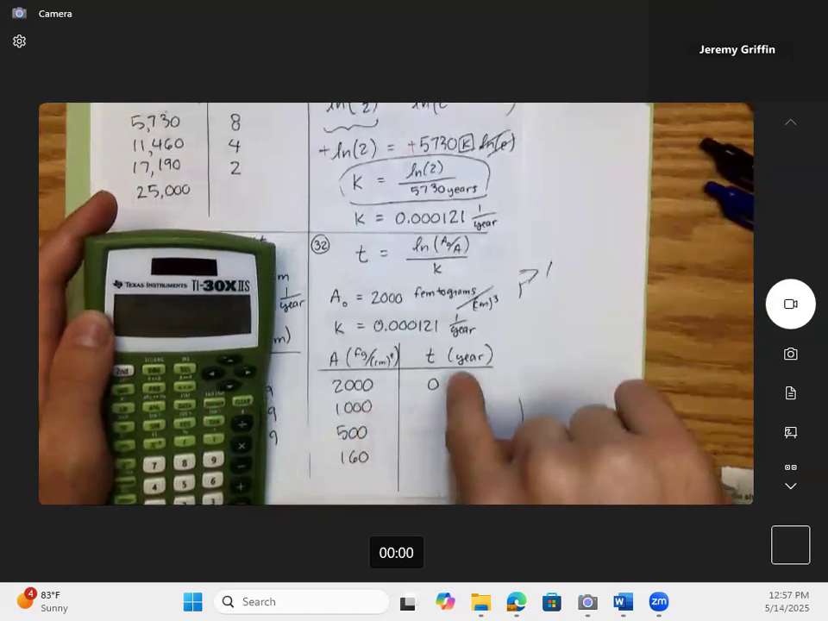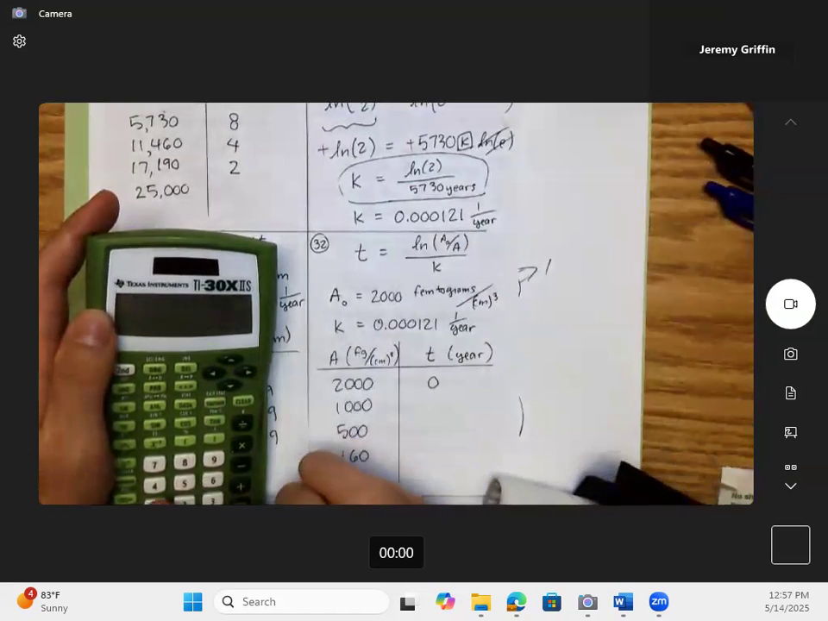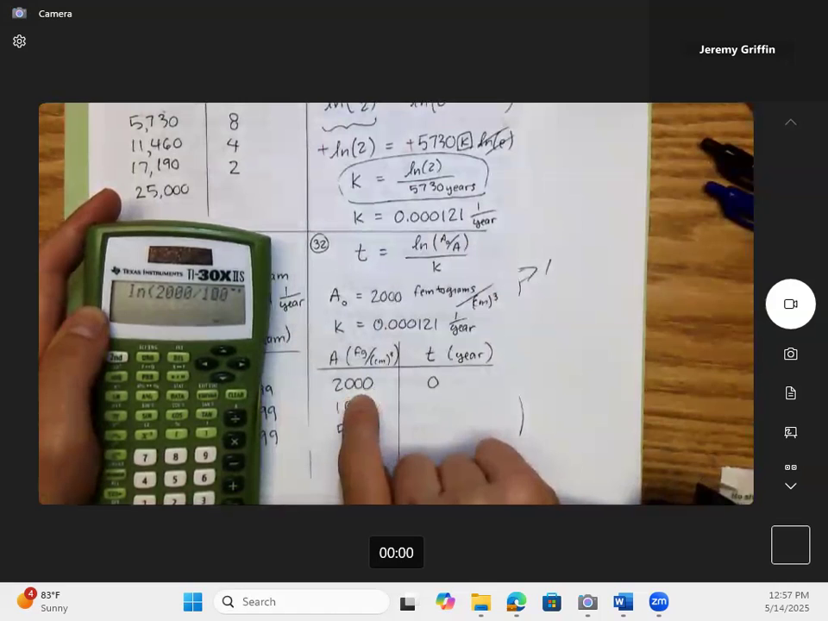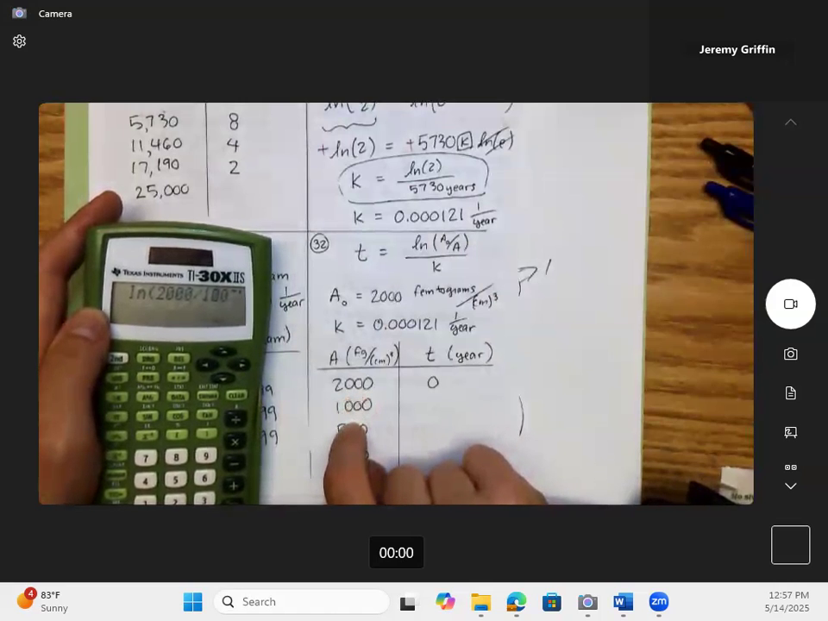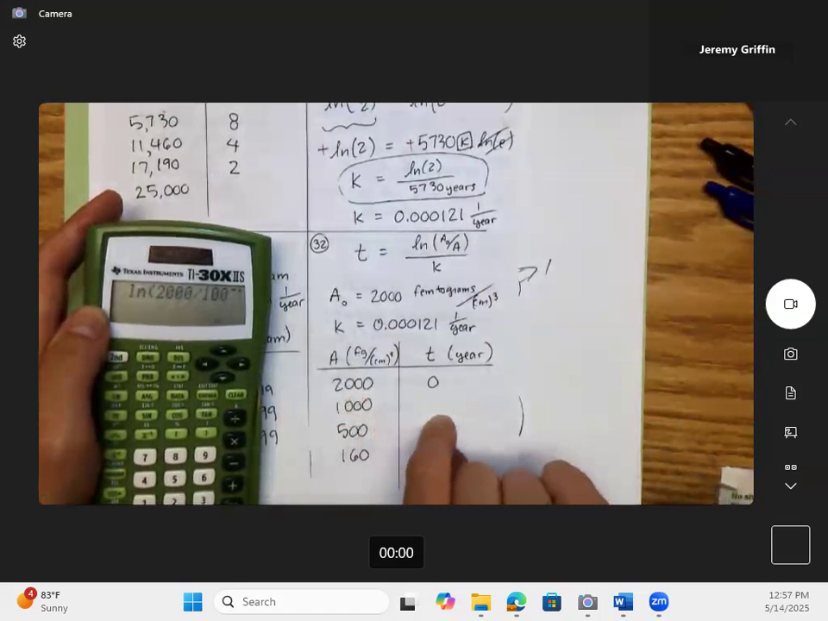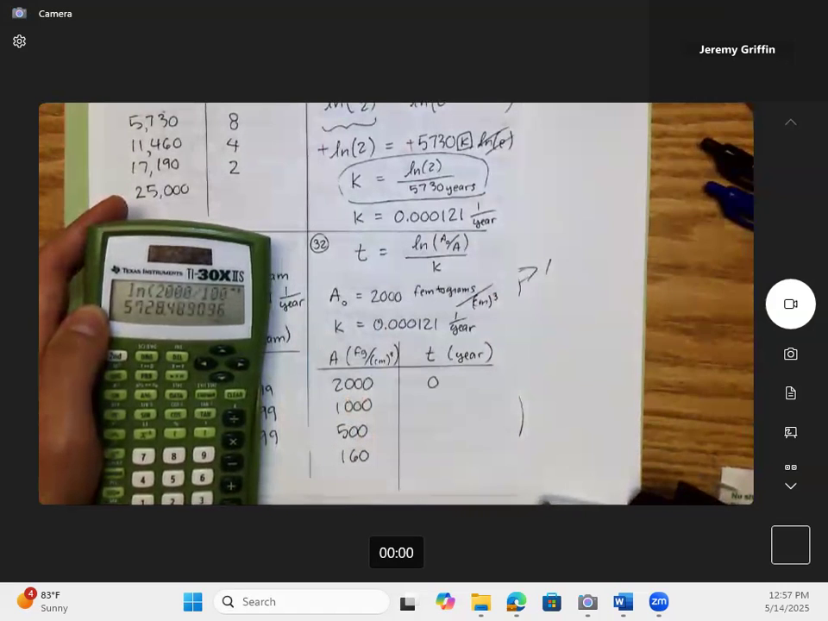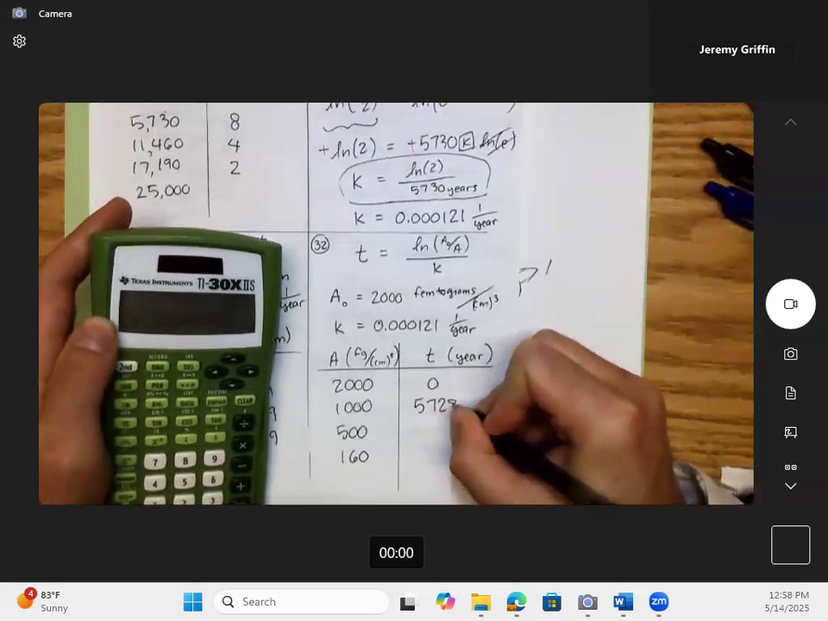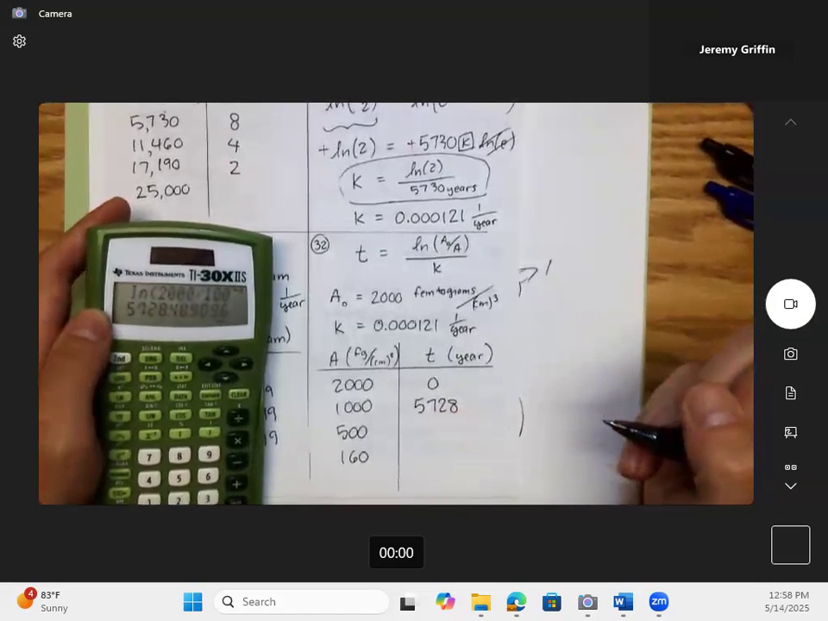Scroll up, scroll over. I'm going to replace the amount we found with, suppose it's half as much as it should be. If something's alive, it should be a value of 2,000. We just found an artifact that has half of what anything living would have. That should tell me how much time has passed. Who's going to get it? It has to be 5,700 years, because that would be one half-life, wouldn't it?